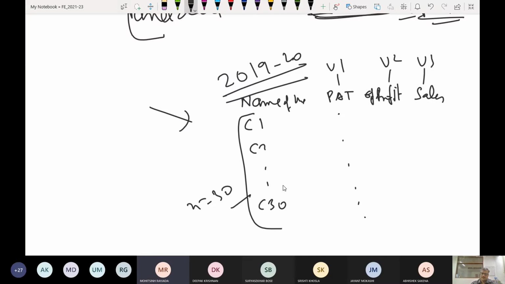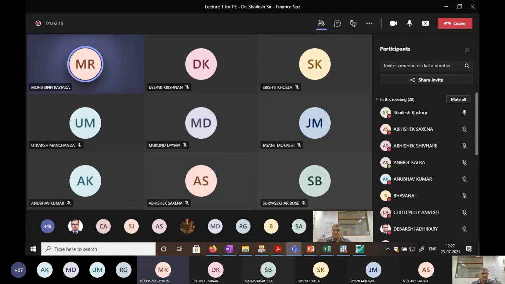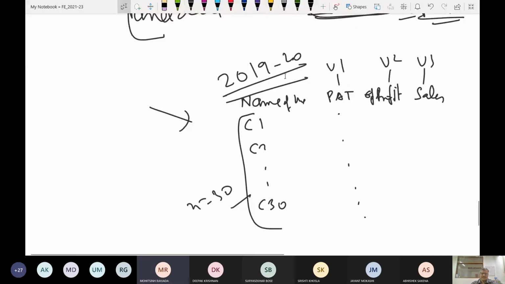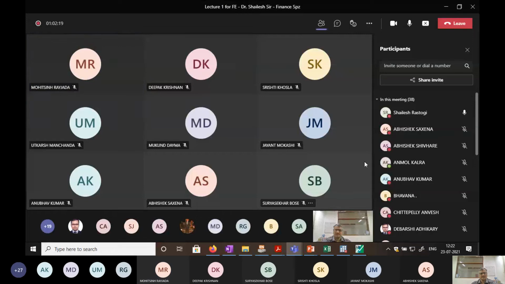So, sir, the data should be at a single instant or it can be a period? Time period has to be one, na? Mohit, sir. Mohit, what happened?